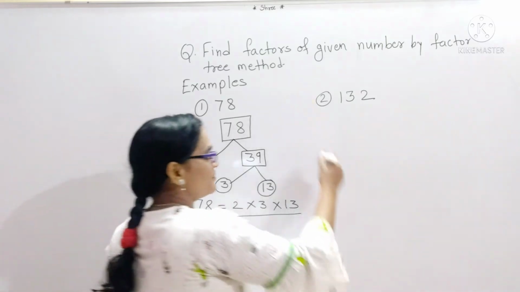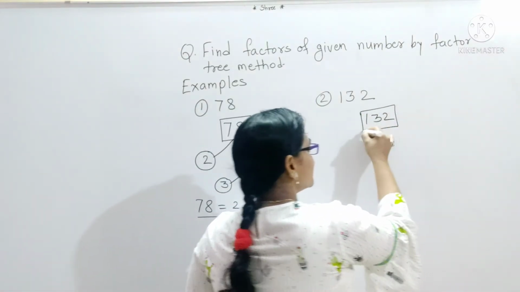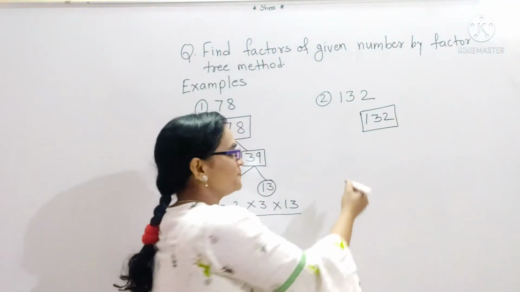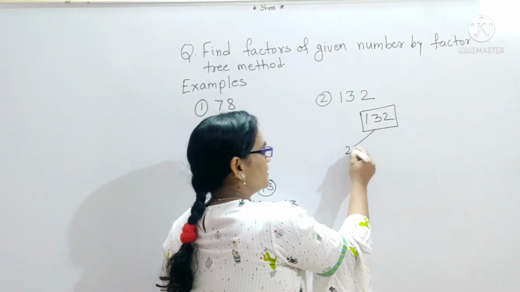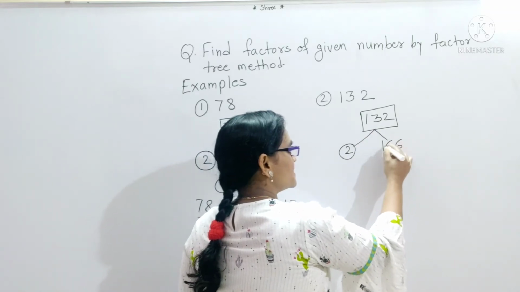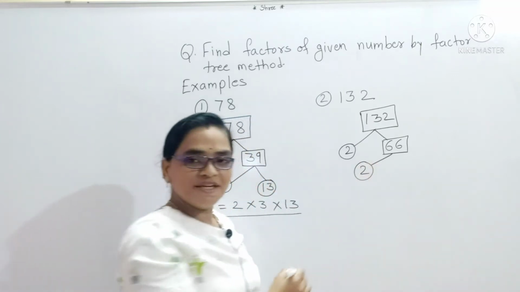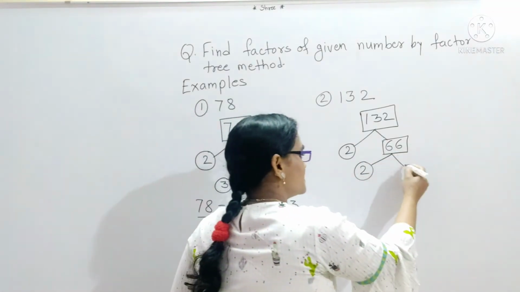Second example, 132. The ones place is 2, which means this number is divisible by 2. 2 sixes are 12. 66. 66 is again divisible by 2. Then 2 threes are 6. 33.